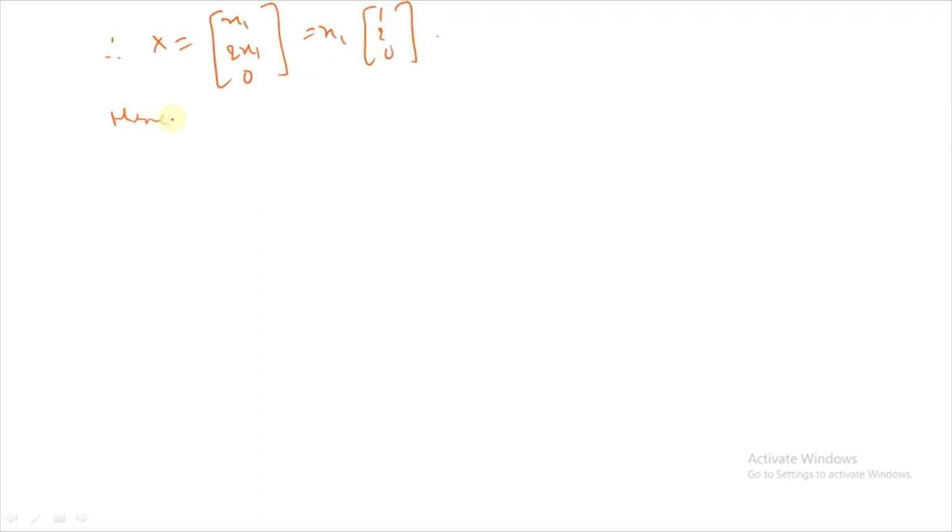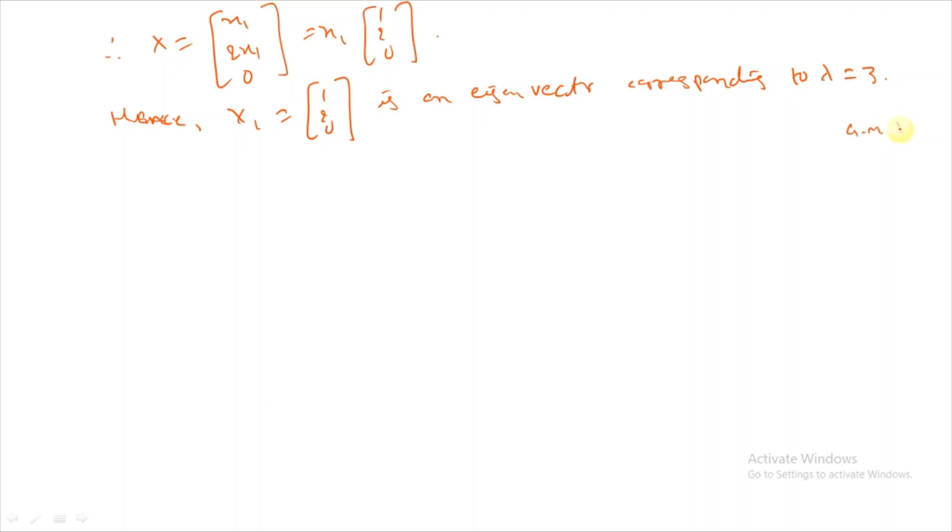Hence, you take x1, this x1 is 1, 2, 0, is an eigenvector corresponding to lambda equal to 3, one vector. That means the geometric multiplicity of lambda equal to 3 is 1.